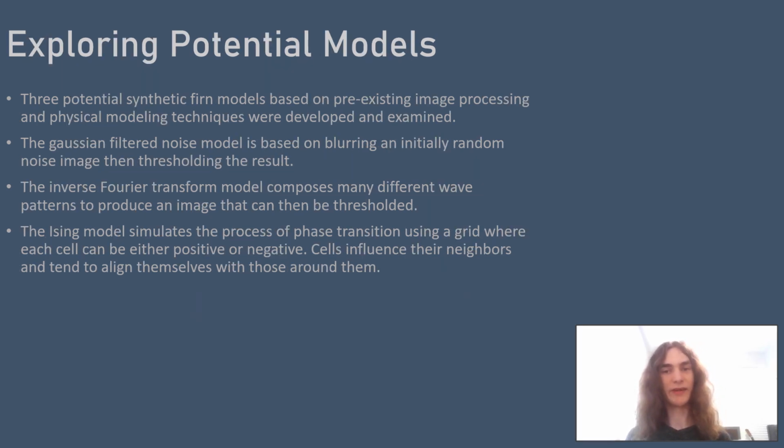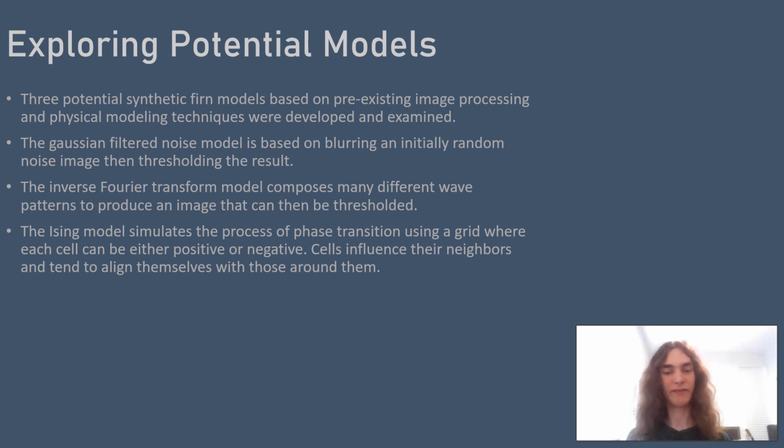So I was able to prototype 3 different potential synthetic Firn models. Each is kind of based off different pre-existing techniques or adapted from other methods. The first model is the Gaussian filtered noise model, which is based on just taking a completely random, like TV static, image and blurring it until there's different patches of light and dark, which can then be used to make an image.